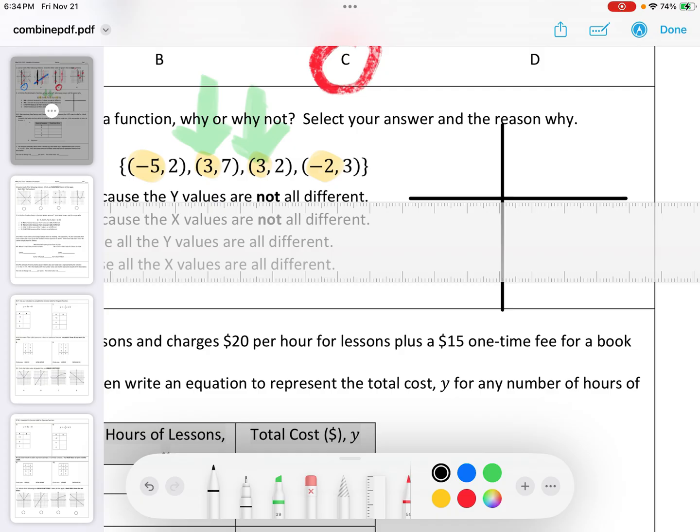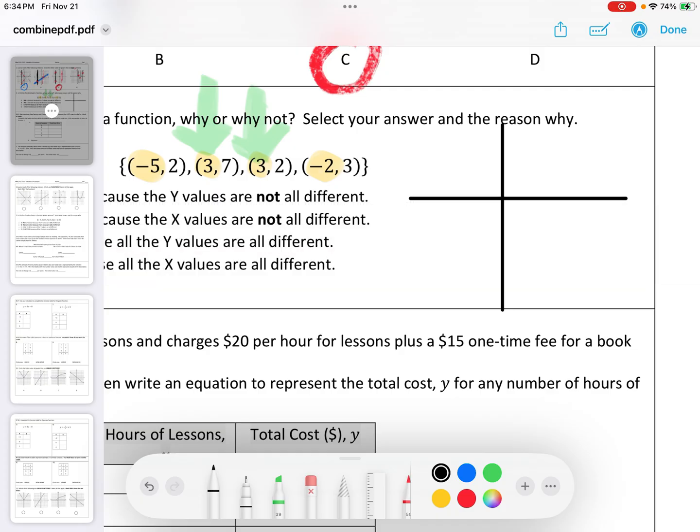Oh, that's so cool. Okay. I love that ruler tool. Freeform, which you get free with Microsoft with the iPad. It's really nice.